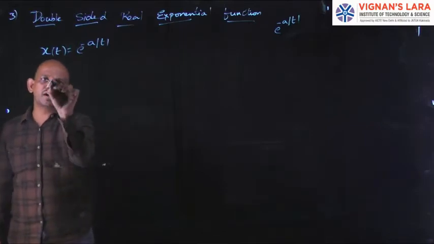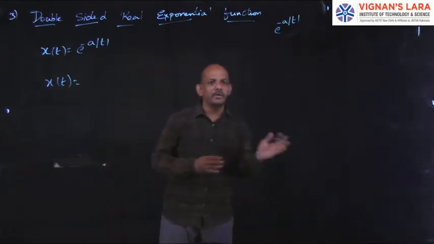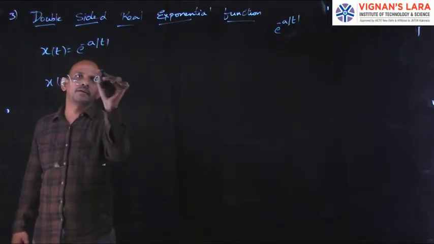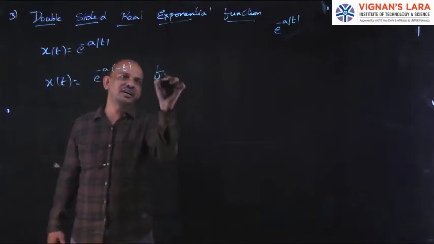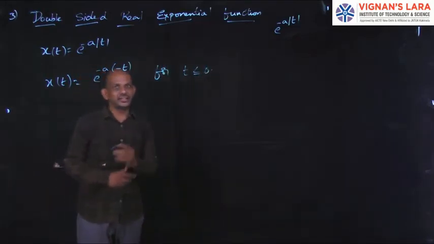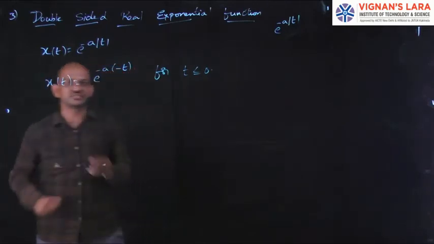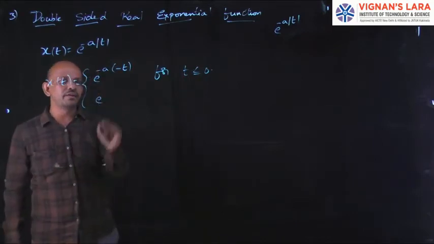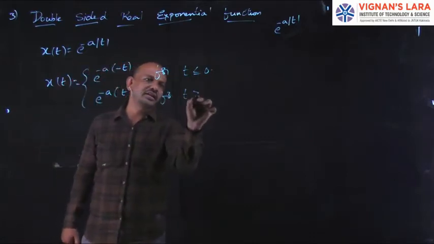Now I will expand this one. I have to separate it for negative and positive values. So how can I write this? x of t will be equal to e power minus a into minus t for t less than or equal to 0. Since t is negative there, I write it as minus t. And x of t will be equal to e power minus a into plus t for t greater than or equal to 0.